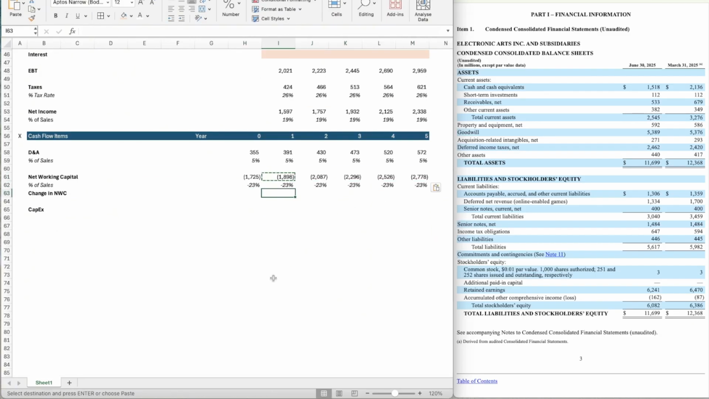And then the change in net working capital is the current year minus the previous. Just pull it across. Okay, that looks good. Let's go CapEx.